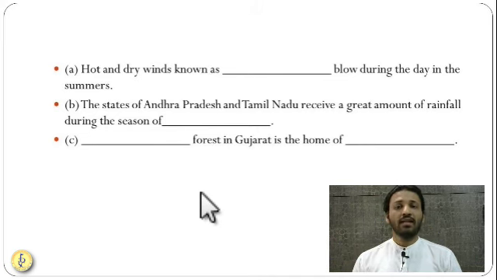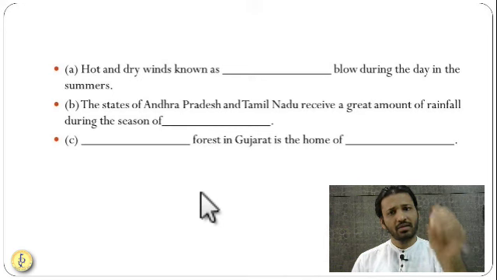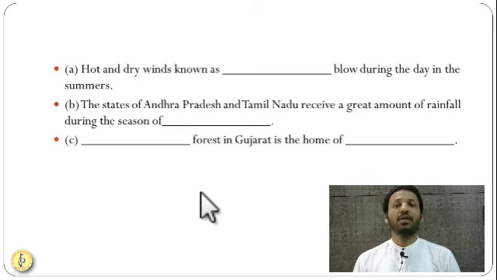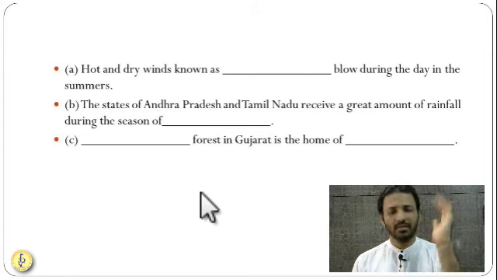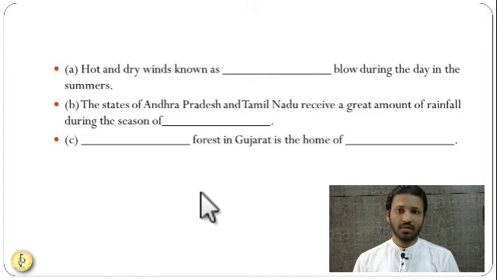Next question is, the states of Andhra Pradesh and Tamil Nadu receive a great amount of rainfall during which season? Since Andhra and Tamil Nadu come under the rain shadow region of the Western Ghats, and they are parallel to the Bay of Bengal branch of the southwestern monsoon, they don't get much rainfall from it. But when the northeastern monsoon starts, these winds get obstructed by the Eastern Ghats, and Andhra and Tamil Nadu receive a great amount of rainfall during the retreating monsoon.